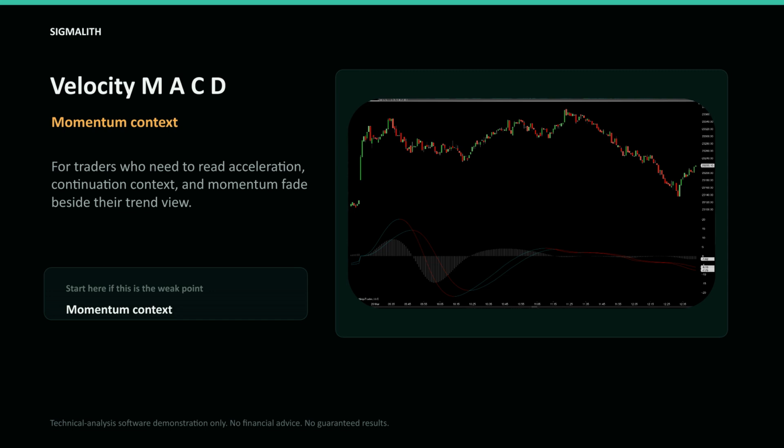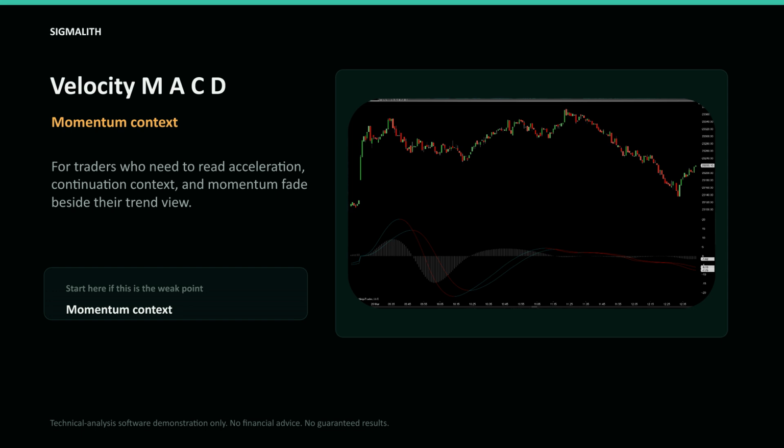Consider starting with velocity MACD if your biggest issue is momentum confirmation. Sometimes price keeps moving, but momentum is already fading. Sometimes a trend structure looks fine, but the move no longer has the same energy. And sometimes a trader enters late because the momentum phase has already done most of its work.